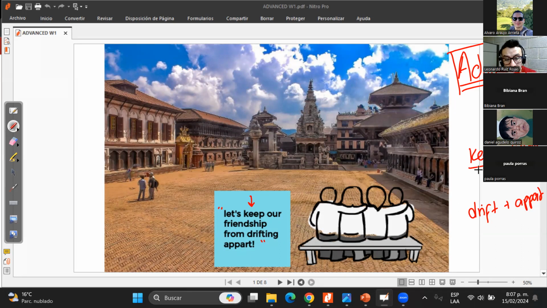If we know the meaning of the verb keep, it's mantener, maintain, right? And if we know the meaning of the verb drift, it's like derrapar or deslizarse, yes? But when we combine these verbs with other prepositions, it changes. So when we say keep something from, it means evitar, ¿cierto? Keep something from, it means evitar. And drift apart means como desvanecerse o desarmarse, right? So in that case, we said let's keep our friendship from drifting apart.